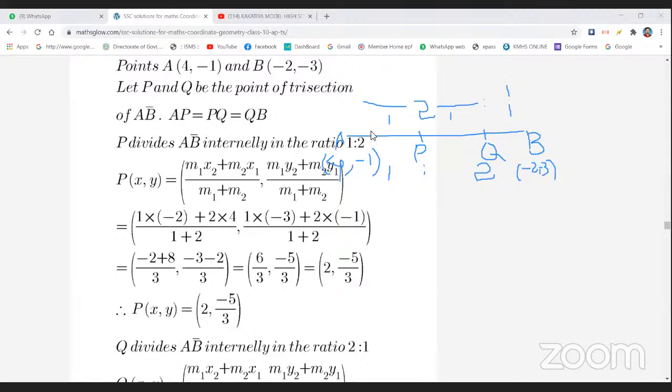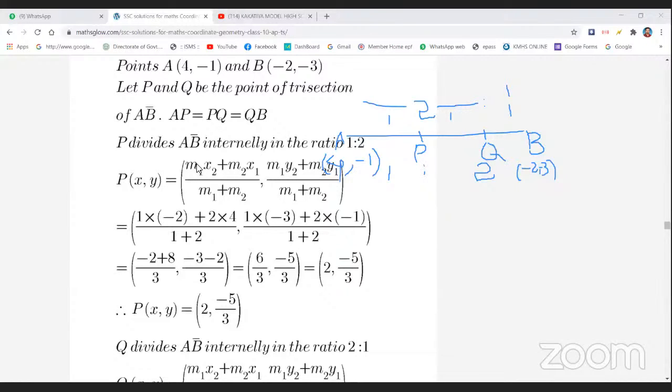Consider the 1:2 ratio by M1, M2. M1 is 1, M2 is 2. Usually we know the section formula: P(x, y) = (m1x2 + m2x1)/(m1 + m2), (m1y2 + m2y1)/(m1 + m2). So here substitute all these known values carefully in the formula.